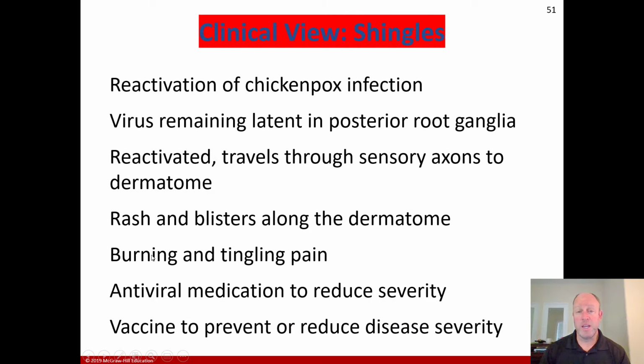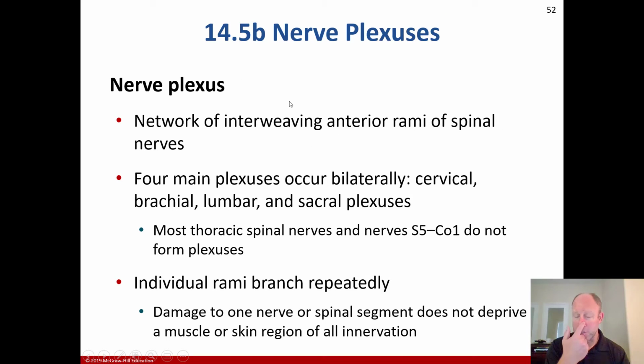And you may only get it in very specific areas, whether you're talking about chickenpox or shingles. Since the reactivation, of course, we're talking about shingles: burning and tingling pain. Antiviral medication can also reduce severity, and there's a vaccine, of course, to prevent or reduce disease severity.